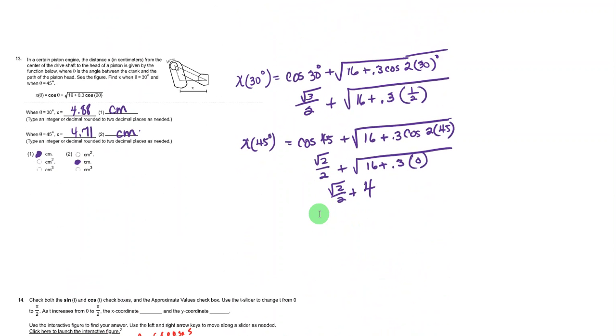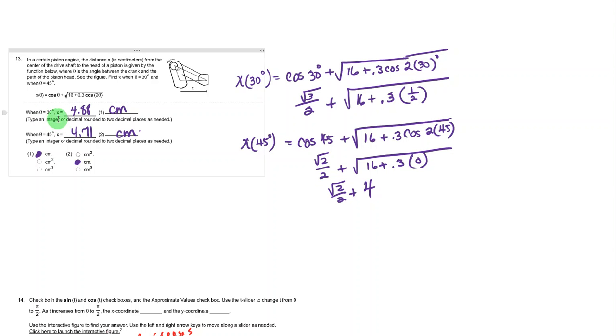Number 13, if a certain engine, the distance x in centimeters from the center of the drive shaft to the head of the piston is given by the function below. Theta is the angle between the crank and the path of the piston head. So find x when theta is 30 and theta is 45. So here's our formula.